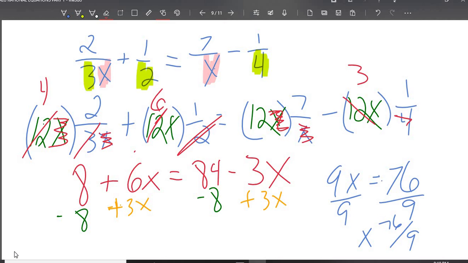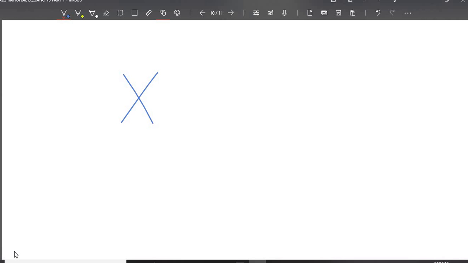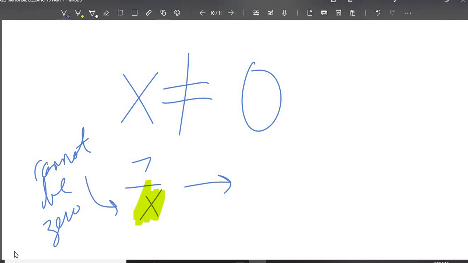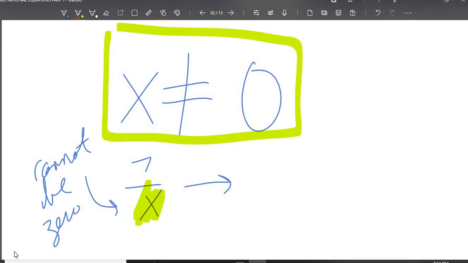So on all of these problems, I had a restriction where x cannot be 0, because this means I can't have x to be 0. This cannot be 0, because that's invalid. So if there's an x in the denominator anywhere, my restriction is x cannot be 0. This is the restriction. You've got to remember that.